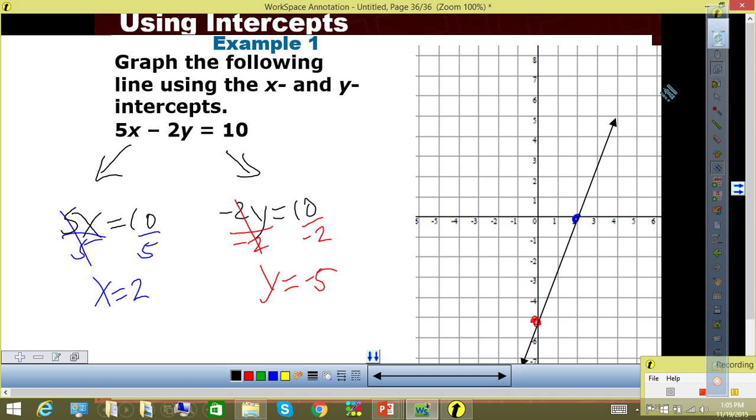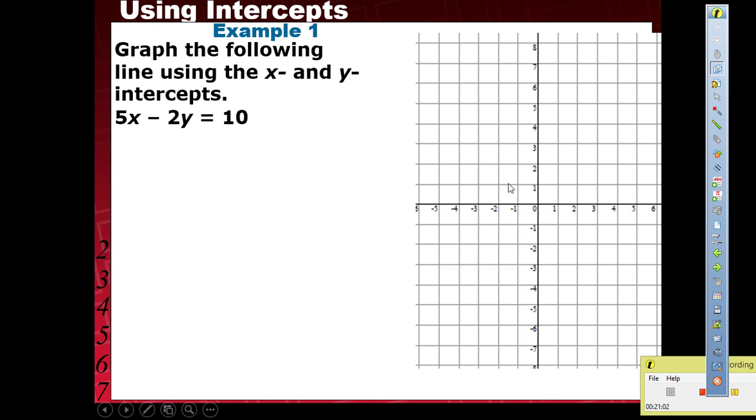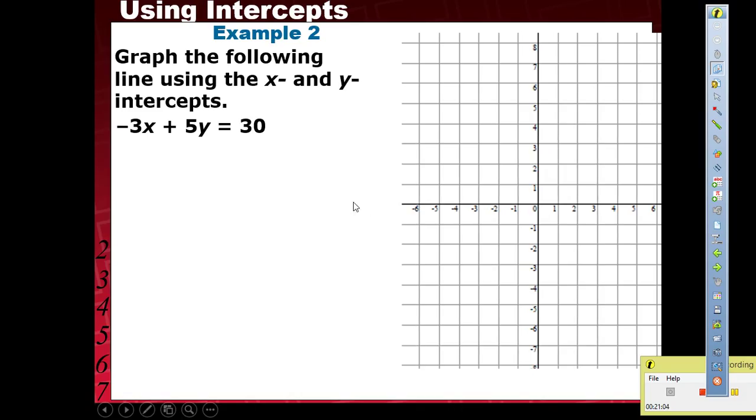All right, let's do one more. Turn your paper over. Do this one by yourself. Example 2. On one of the smaller graphs, copy this one. You don't have to copy the information. You already have it. Just copy the equation. Example 2 says, graph the following using the x and y intercepts: negative 3x plus 5y equals 30. Go ahead, solve for your x and y intercepts, plot your points, and graph your line. Go.